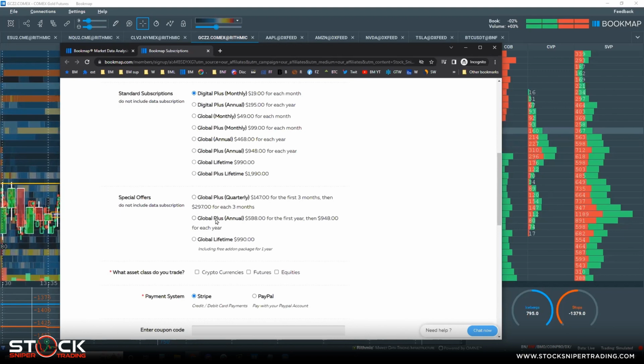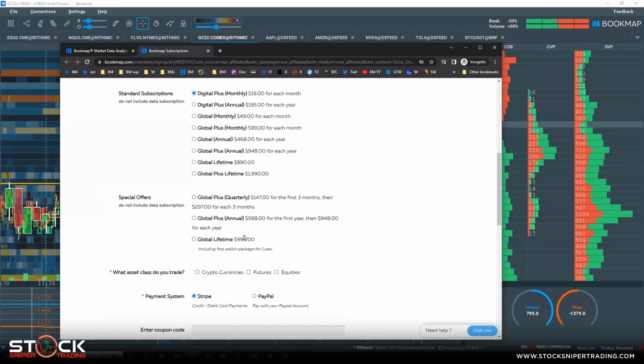And then the annual, the same idea. It'll be half off for the first entire year. And then the next year, it will be at the regular price. And the Global Lifetime, this is the best deal. It does not include the indicator package, but it will for free for the first year. So that's nice.